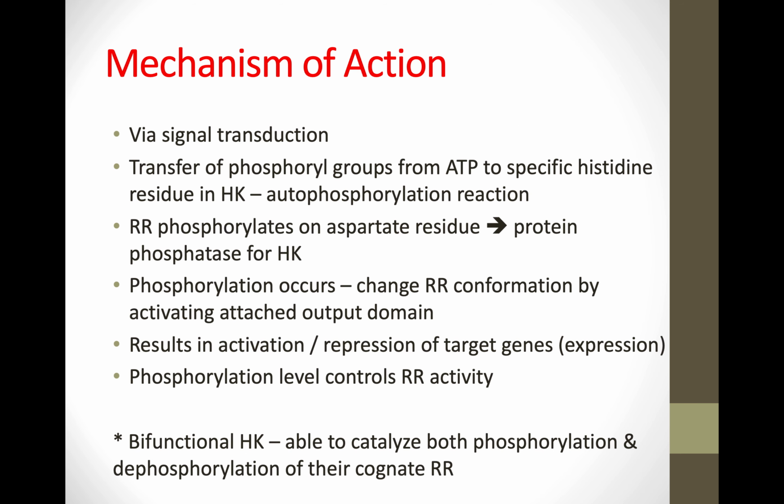So a bit more on this, apart from providing another level of regulation for the genes, the two-component system could also be done via signal transduction. This is done by transferring the phosphoryl group from the ATP to the specific histidine kinase by an autophosphorylation reaction. Similar to the general reaction, the response regulator will phosphorylate the aspartic residue, and we also have the protein phosphatase for the histidine kinase.